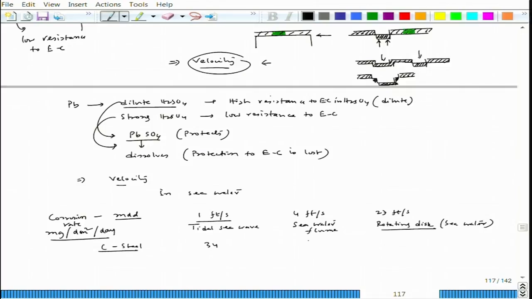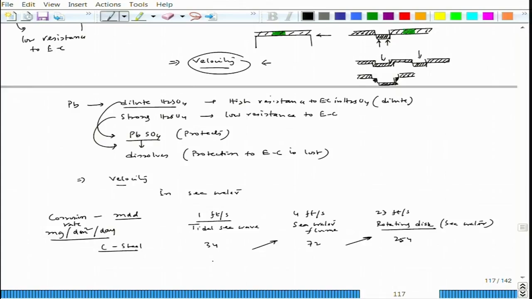Then it is 72 when the speed becomes 4 feet per second, and it becomes 254 when it is 27 feet per second. So this is the kind of increase in corrosion rate observed with the increase in speed. And you could see that up to 4 feet per second it's not much of an increase, but once it reaches 27, there is quite a lot of increase.